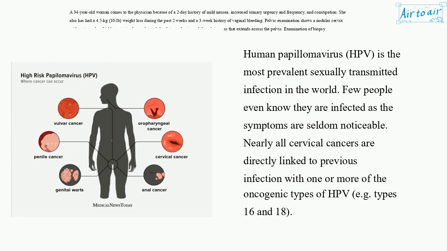Human papillomavirus, HPV, is the most prevalent sexually transmitted infection in the world. Few people even know they are infected, as the symptoms are seldom noticeable. Nearly all cervical cancers are directly linked to previous infection with one or more of the oncogenic types of HPV, e.g. types 16 and 18.